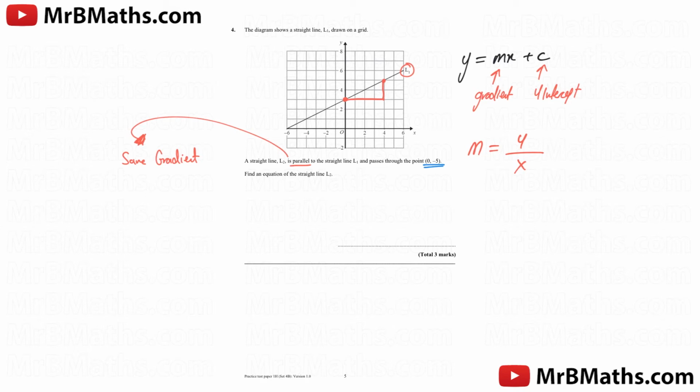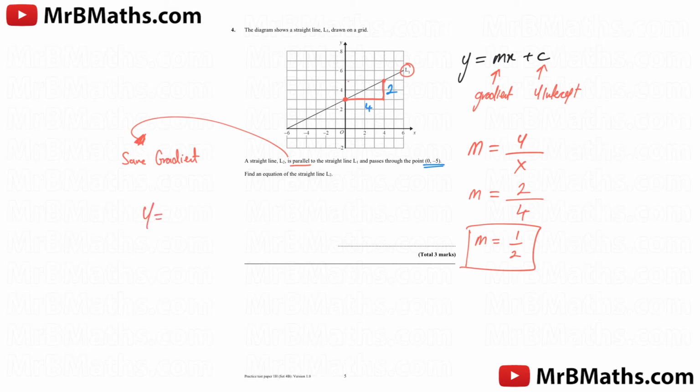If we're asked to look at how tall this triangle is, we've got 1, 2, so there are 2 boxes here, so we'd put the number 2 here. If we look at the base of the triangle, we've got 1, 2, 3, 4, so we'd put 4 here. Using this formula, we just fill this in. Our value for y is 2, and our value for x is 4. Now we can simplify that: 2 over 4 simplifies down to 1/2. So we know for line L2 that the gradient is 1/2.